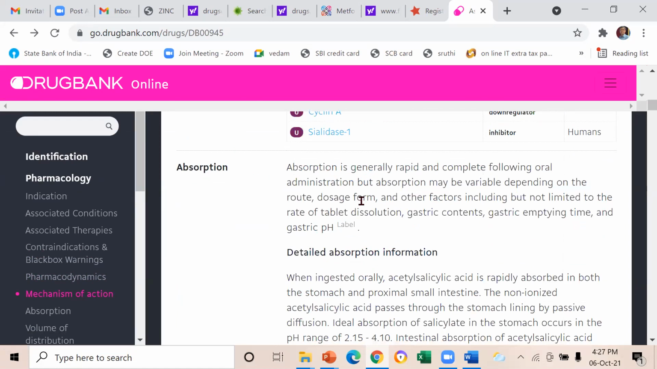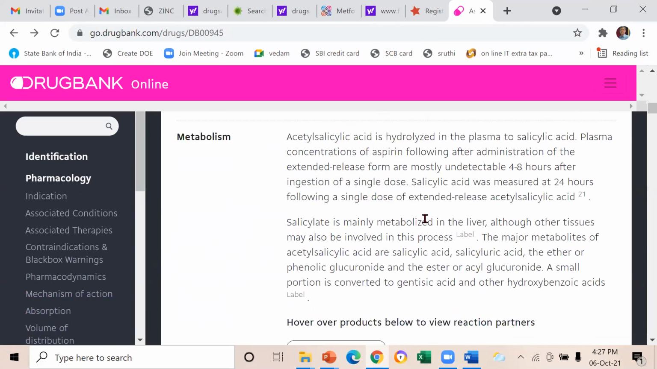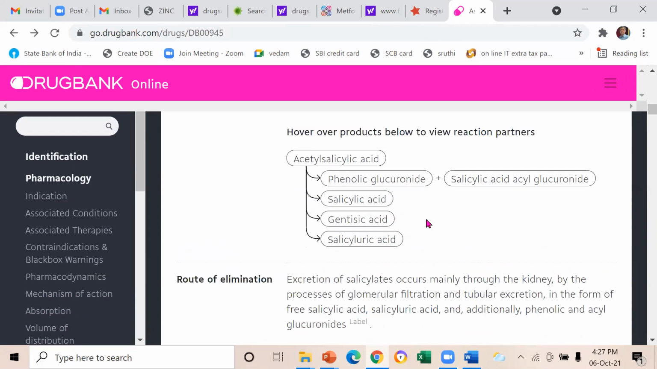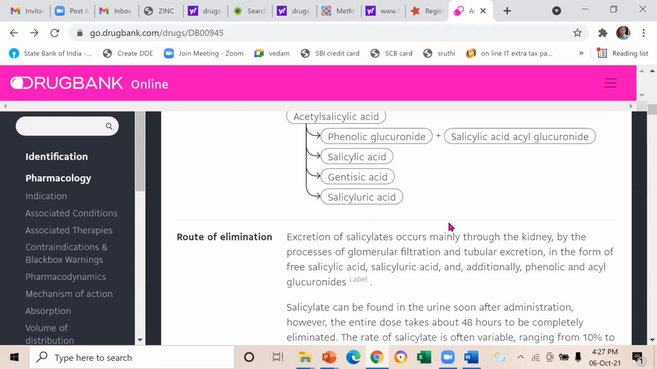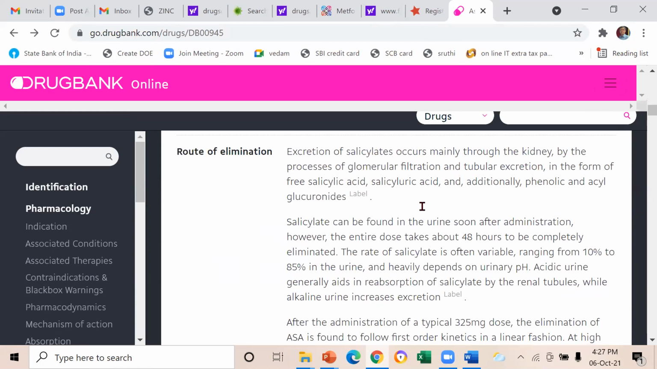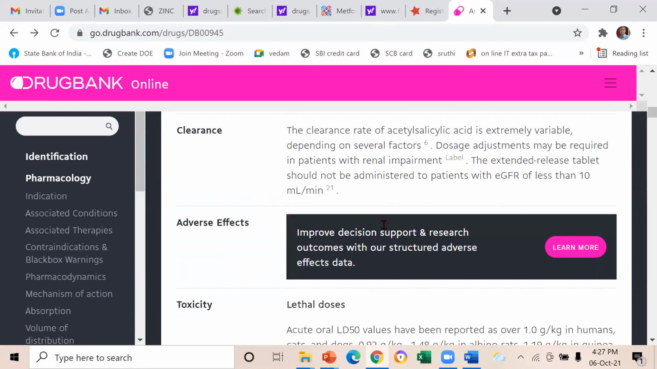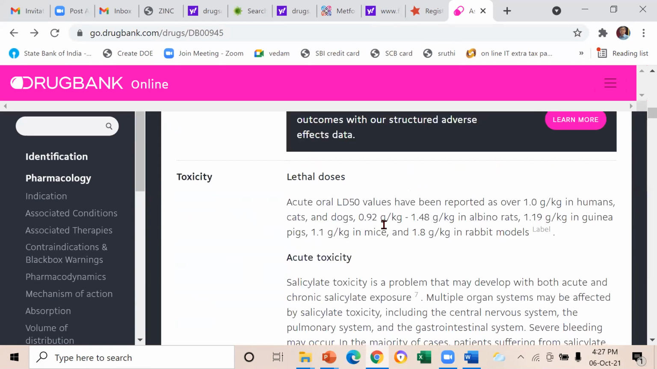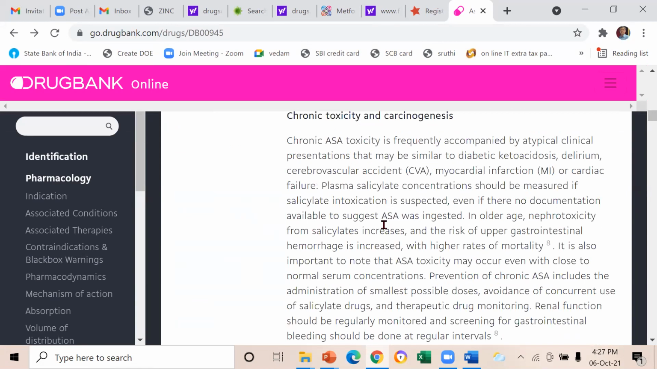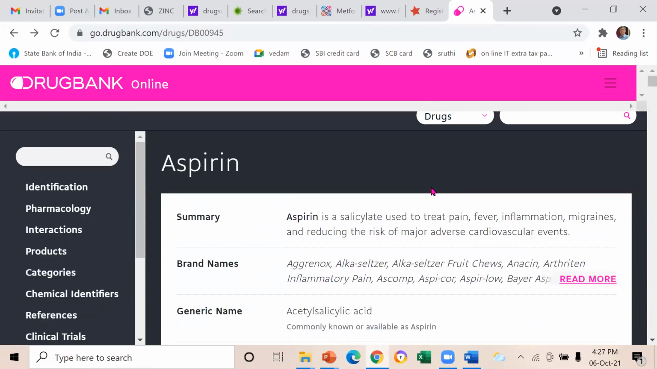How it's getting absorbed, which proteins it binds to, how it gets metabolized inside the body, the route of elimination, how it is getting eliminated from the body, clearance, toxicity, lethal doses, acute toxicity. So this database gives you a lot of information about existing, actually existing commercial, drugs.